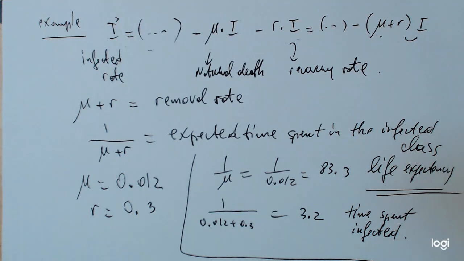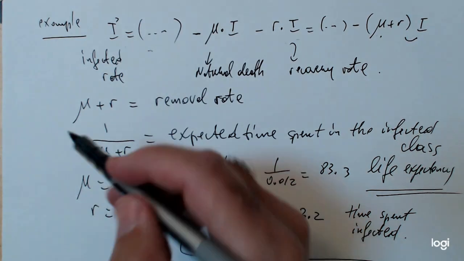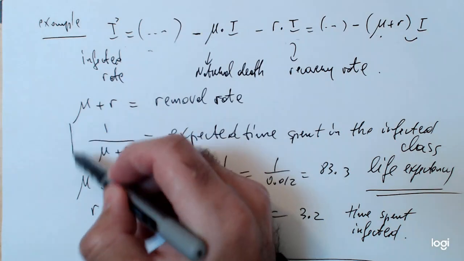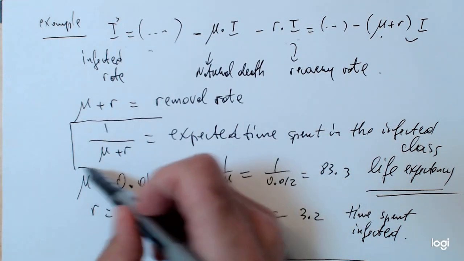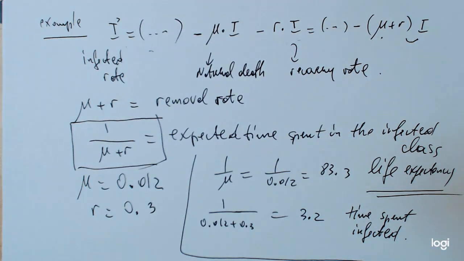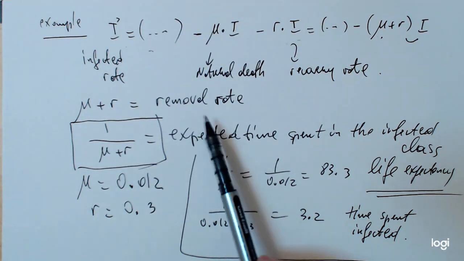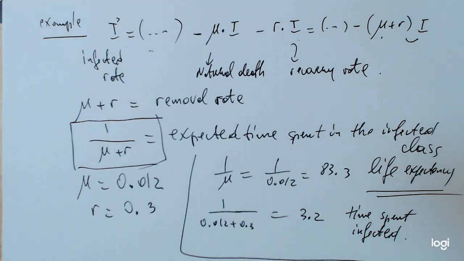So I will go back to these discussions, but at the very least, from this first part of the lecture or the course, always remember that the main reason for putting these removal rates in the denominator is because of this interpretation of the reciprocal of the removal rate.